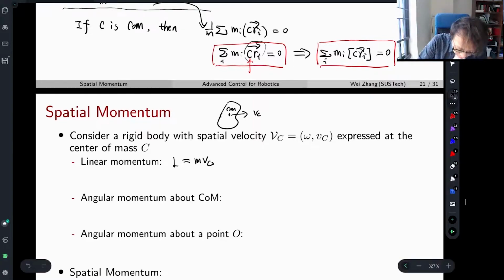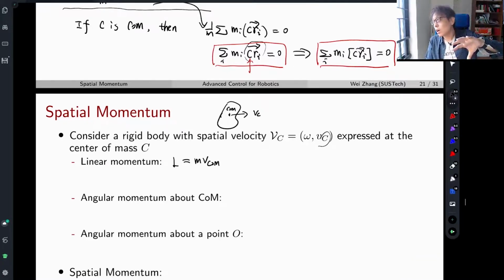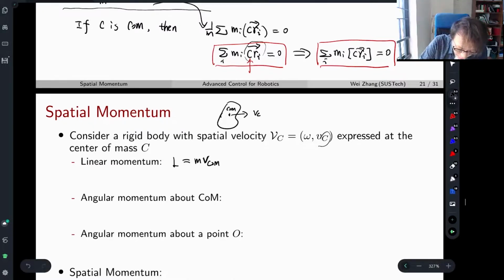I would rather say this is the center of mass velocity. It doesn't matter what coordinate you use to represent this velocity, because this V_C is a twist here. Here we said the frame is collocated at the center of mass, but it doesn't matter. Linear momentum is just about this: it has to be the velocity of the center of mass point.